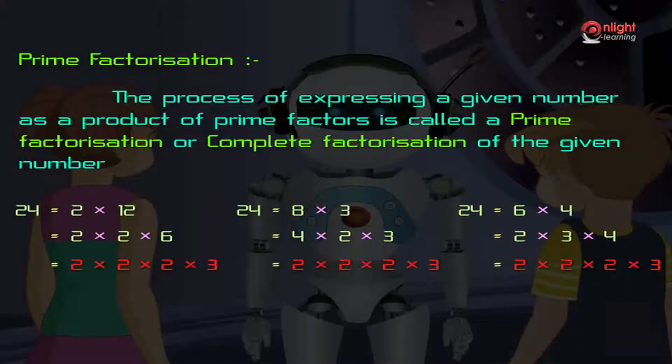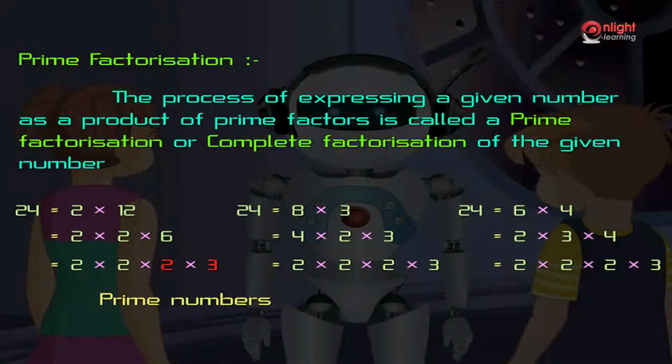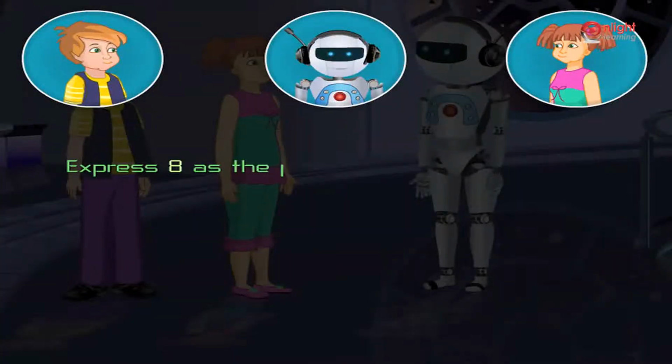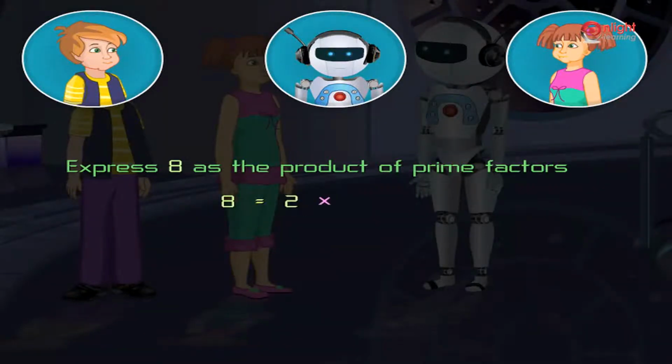2 into 2 into 2 into 3. In this factorization, the final factors 2, 3 are prime numbers. Such a factorization is called prime factorization. Can you express 8 as the product of prime factors? Yes, it can be expressed as 2 multiplied by 2 multiplied by 2, where 2 is a prime number.